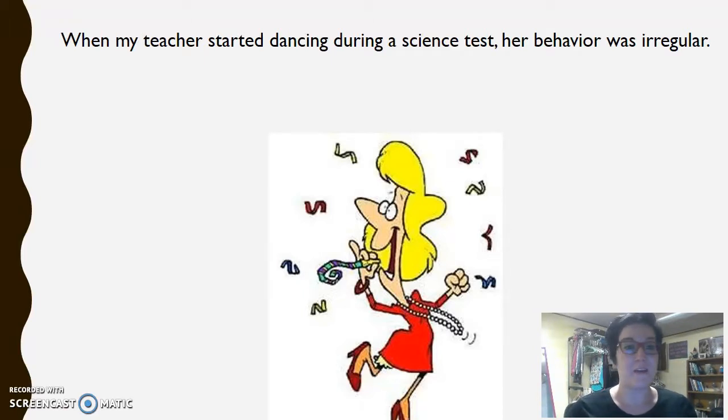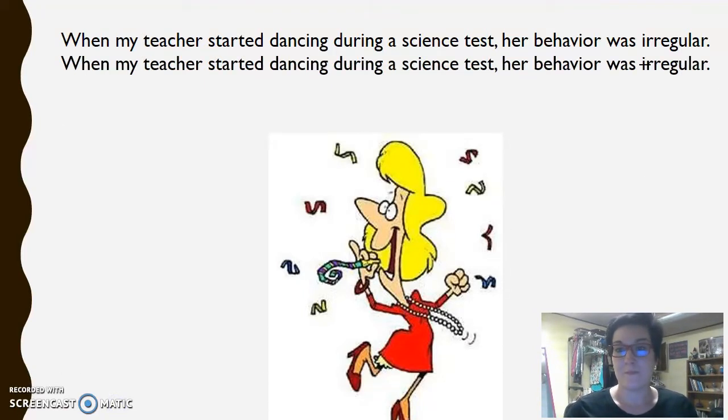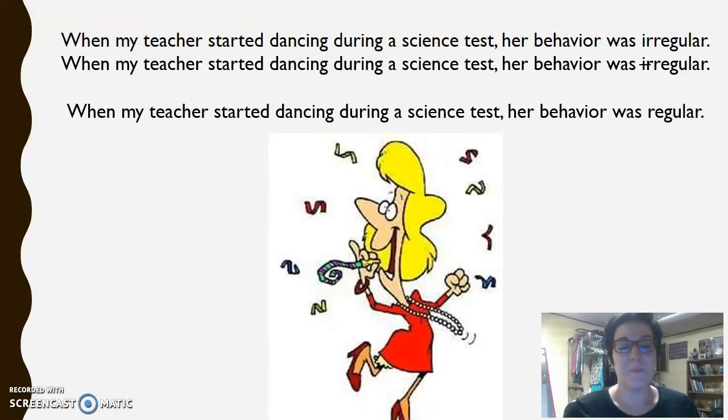So if we get rid of the ir, and what does ir mean? Ir means not. So if you get rid of the ir in irregular, it says, when my teacher started dancing during a science test, her behavior was regular. And how does the ir change the sentence? So in the first sentence, the behavior was not regular. That's not something a teacher does during a test. And in the second sentence, it means that your teacher always dances during science tests.